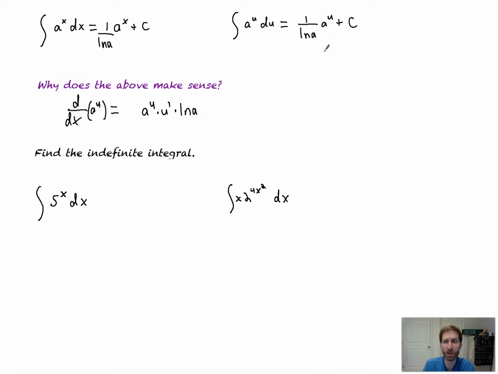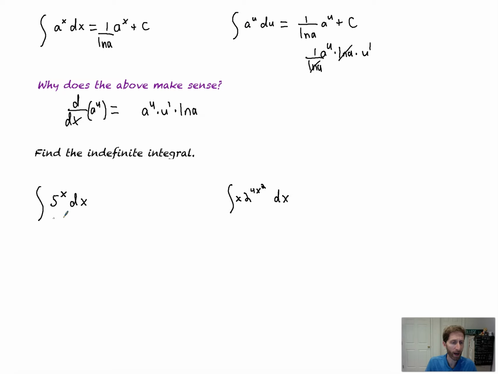So we've got 1 over ln a to balance that ln a that's coming out of there. So when I take a derivative of this, you'll have an a to the u times ln a. You've got the u prime as well. And now the ln a's will cancel, leaving you with a to the u du. So that's why we need that 1 over ln a. It's basically almost like u substitution.